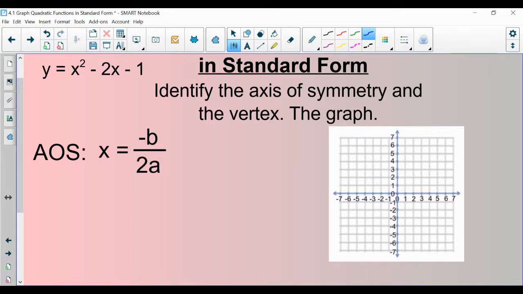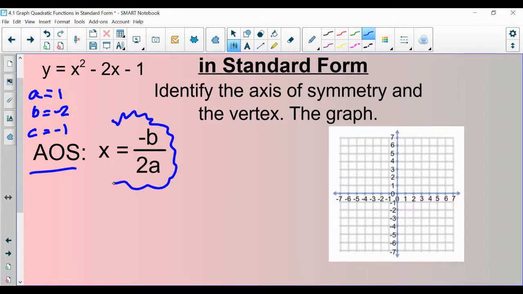Okay, one thing I like to do is I like to list the A, the B, and the C. The A value here is 1. The B value here is -2. And the C value is -1. Okay, so we need to identify the axis of symmetry. The axis of symmetry can always be found at x equals -b/2a. This, if you haven't picked up on this, is something you're going to need to memorize. X equals -b/2a. So our b value is -2.